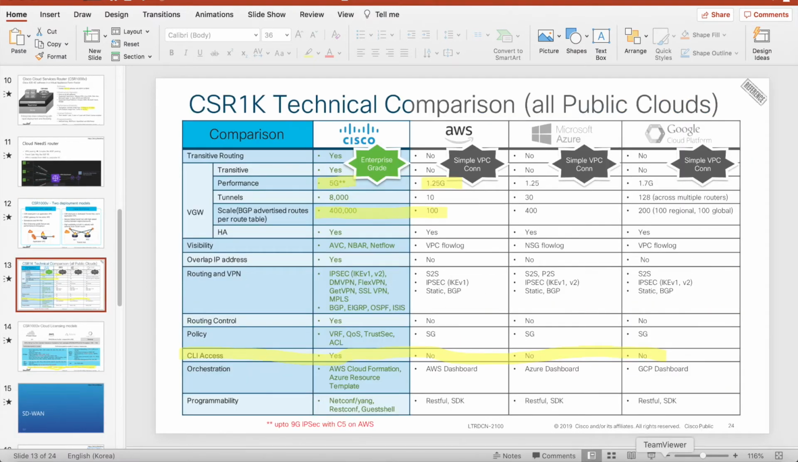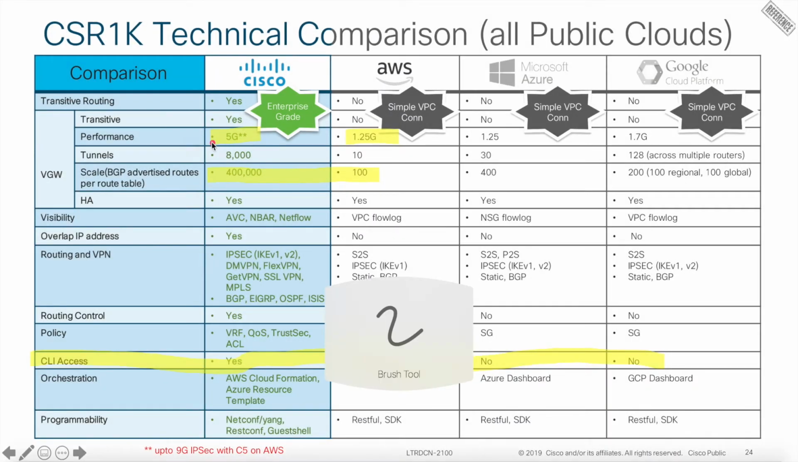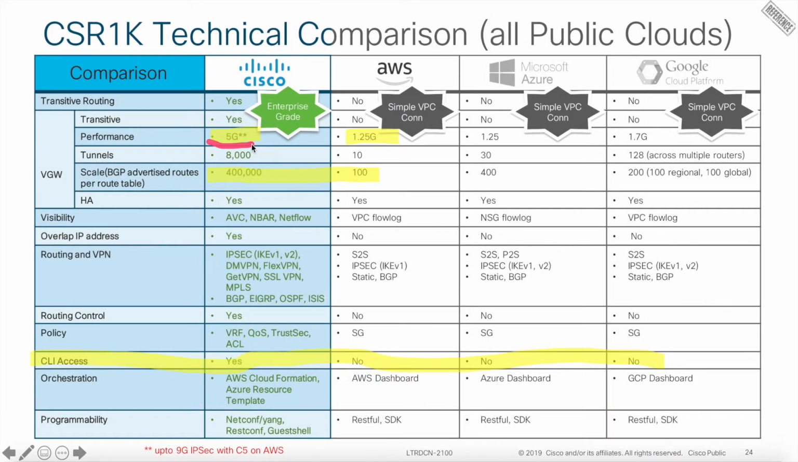And here's a comparison. Cisco CSR1000v has very big performance, even up to 9 GB IPsec performance, but usually other products have like 1.25 gig, under 2 gig. But here 5 or 9 gig, and more scalability and more functions like that.